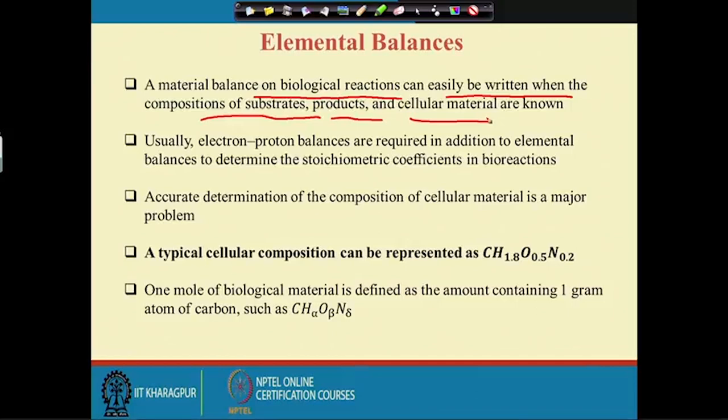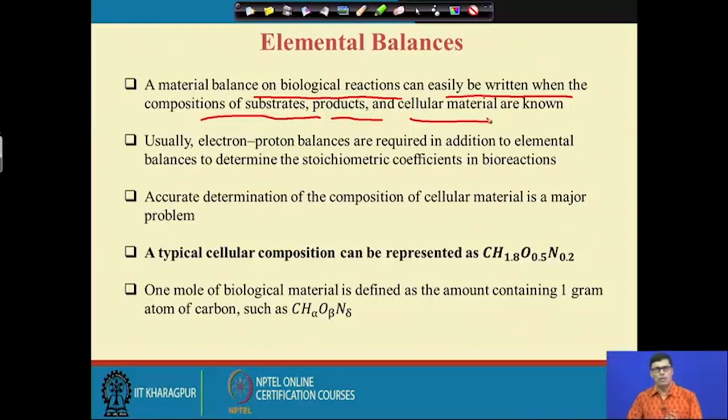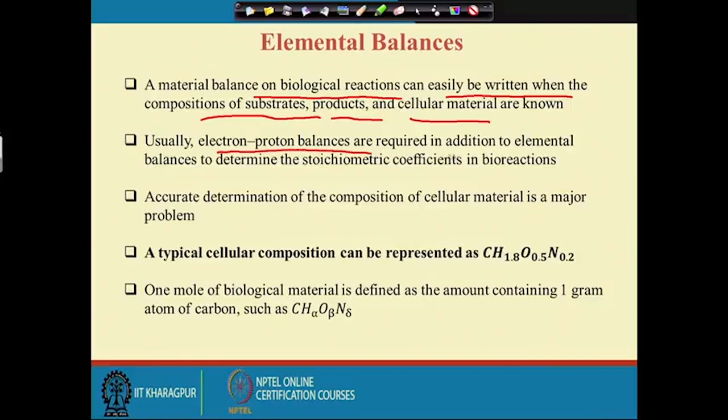In the biosystem, you are putting in your substrate, then you are getting the product. The products may be in the form of cell mass, or if it is other than cell mass, you get cell mass as well as the product. Usually the electron and proton balances are required in addition to the elemental balance to determine the stoichiometric coefficients. I shall discuss in detail how we can find out the stoichiometric coefficients of the biochemical processes.